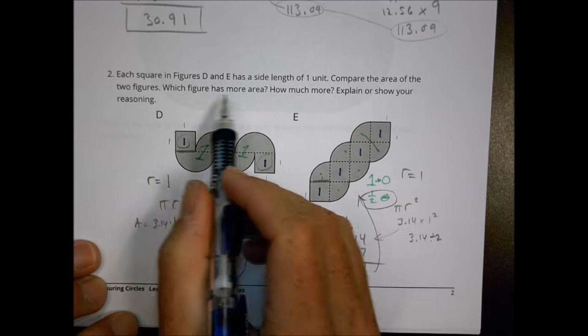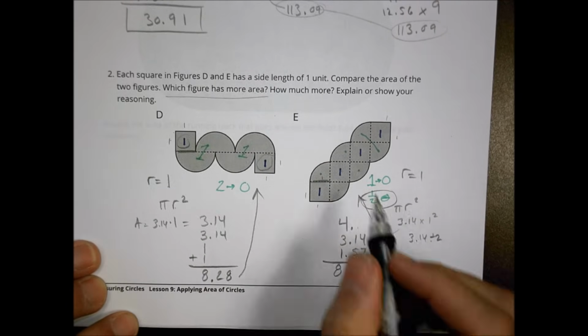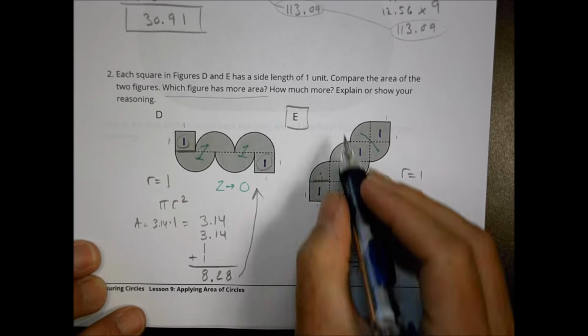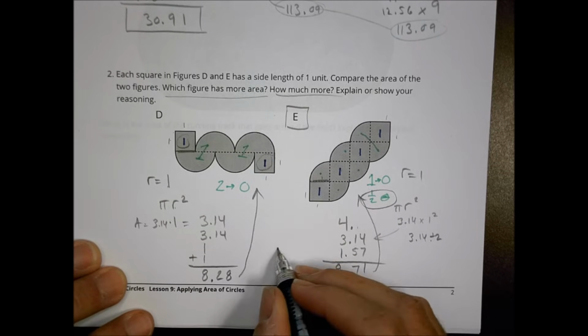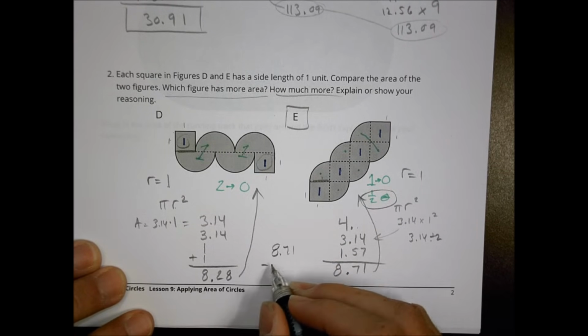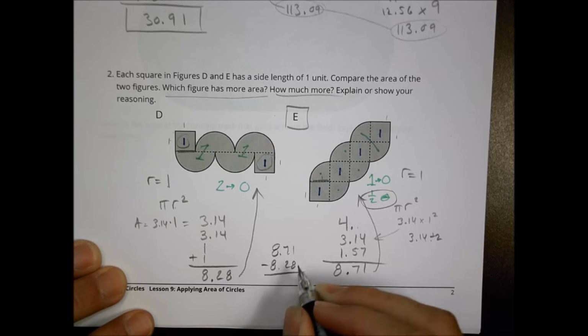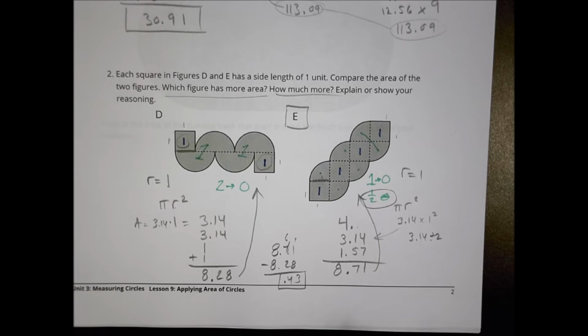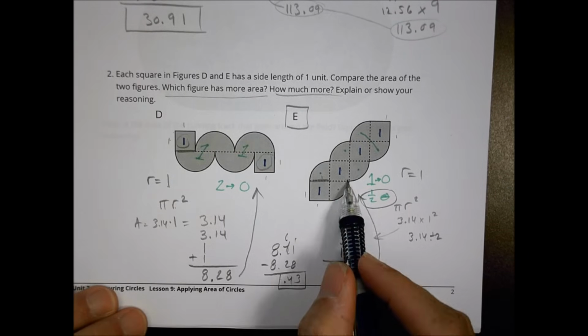The question though is which figure has more area? We would say that E is the larger one because it's 8.7 compared to 8.28. How much more? Well, then we would do subtraction. 8.71 minus 8.28, and when we subtract, we end up with 0.43 units more is how much larger this one is compared to that one.